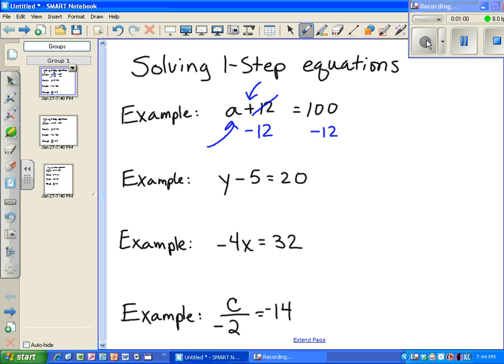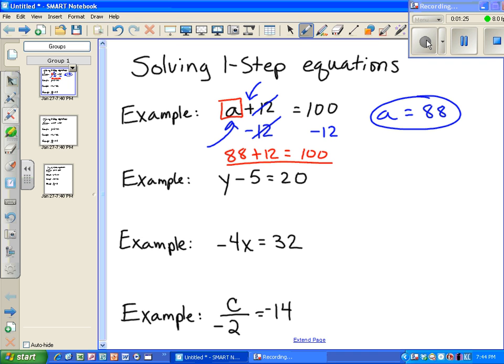Now 12 plus negative 12 equals 0. So I'm left with just an a on that side. But on the other side, I have 100 minus 12, which is 88. And now I figured out that missing number. Notice, if I were to put 88 back into here instead of a, I would have 88 plus 12, and that equals 100. That's what we mean by a true statement.